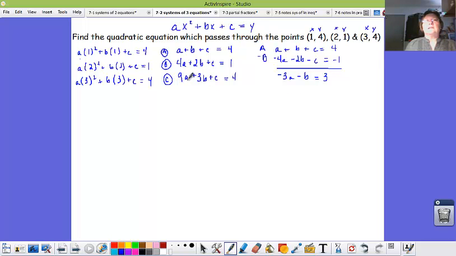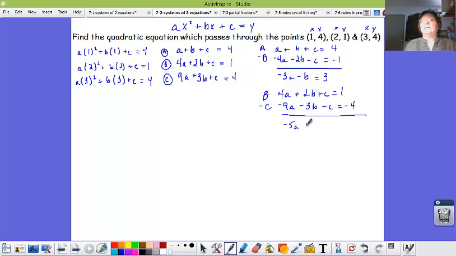Now I need to get rid of c in another equation, so I'm going to do the same kind of deal. I'm going to do b with the opposite of c. So b was 4a plus 2b plus c equals 1. Negative 9a minus 3b minus c equals negative 4. And combining there, negative 5a minus b equals negative 3. Here's my d equation. Here's my e equation.